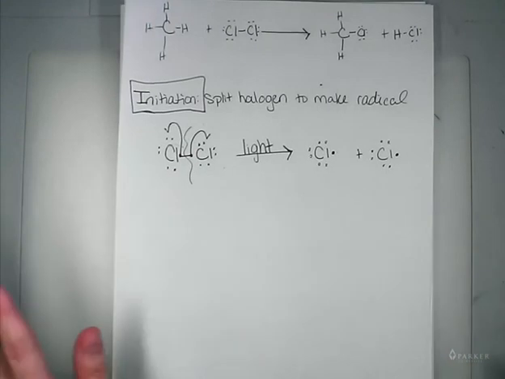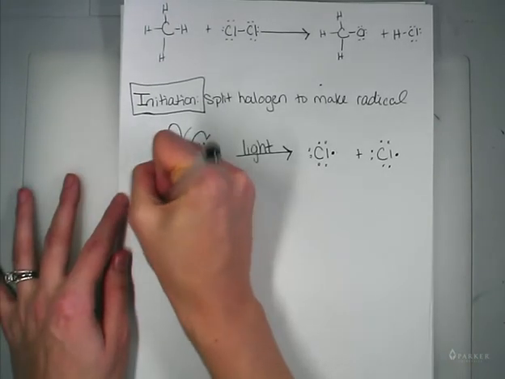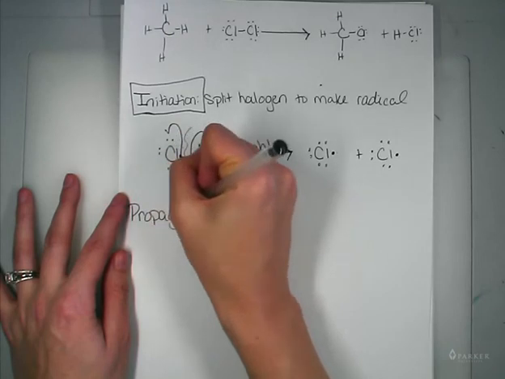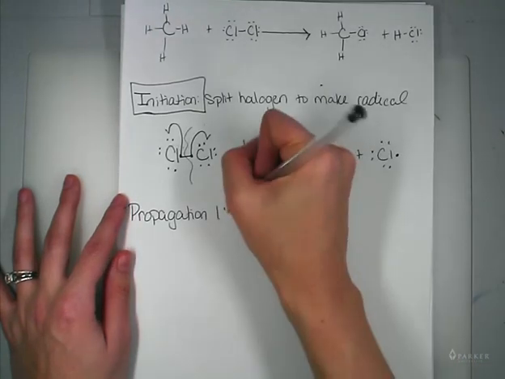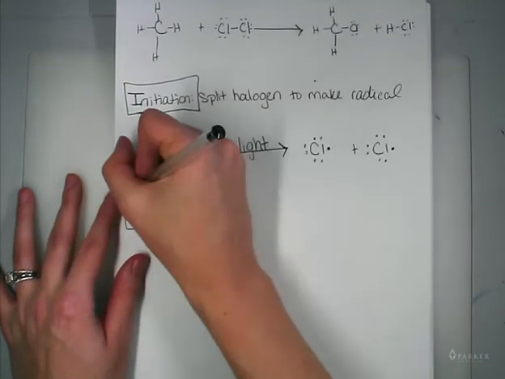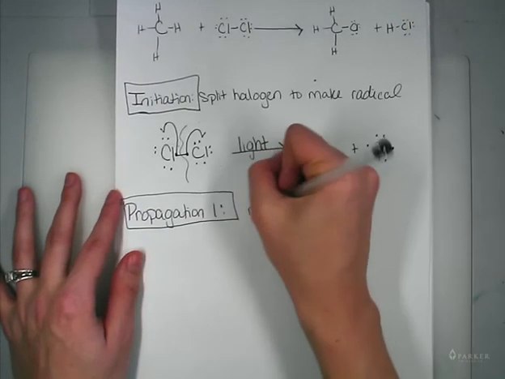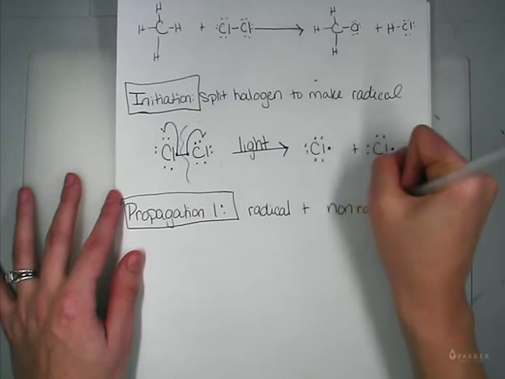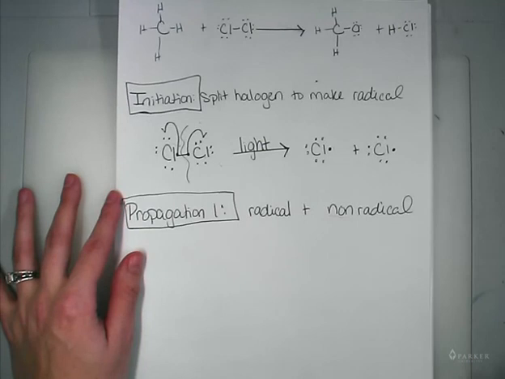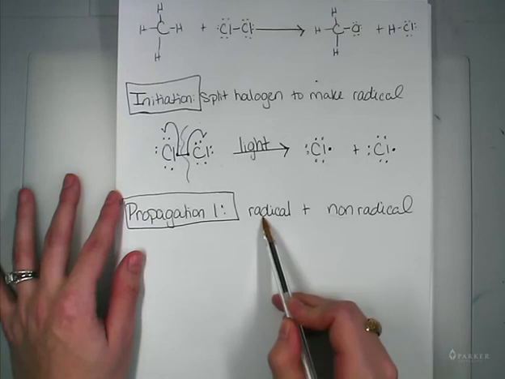Okay, so this is initiation. This is always initiation. Split up your radicals. Propagation 1. A propagation step is always between a radical and a non-radical. Okay, so your radical that you use is always the one we just formed.